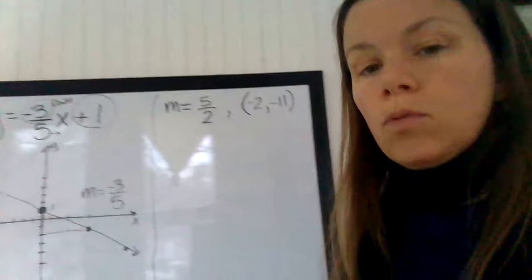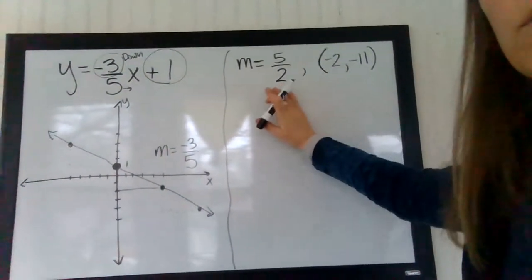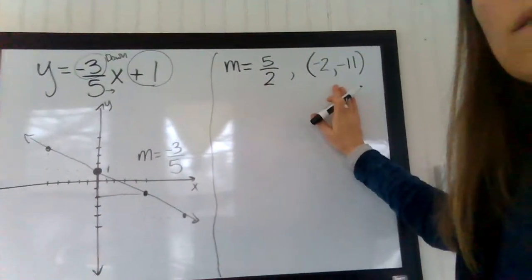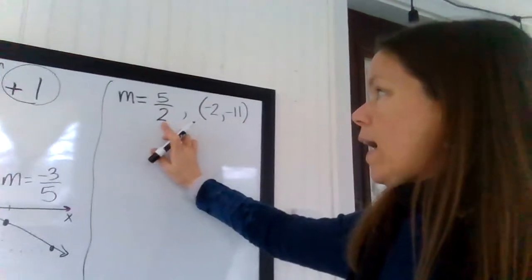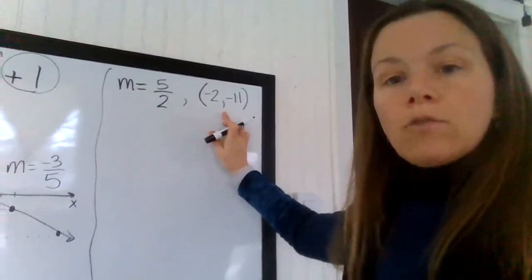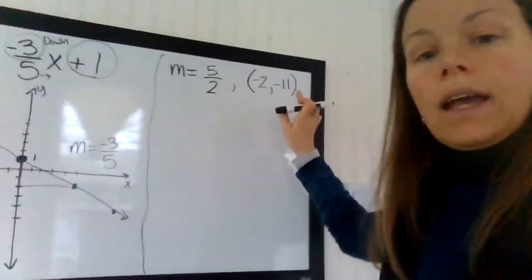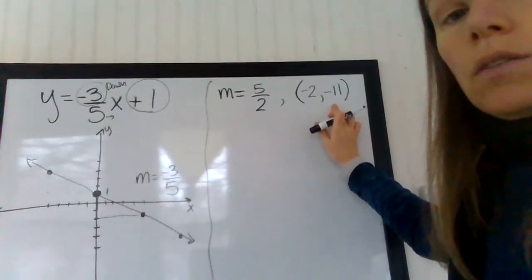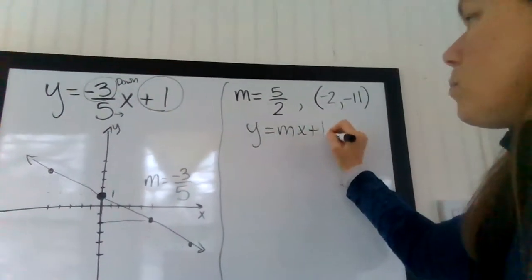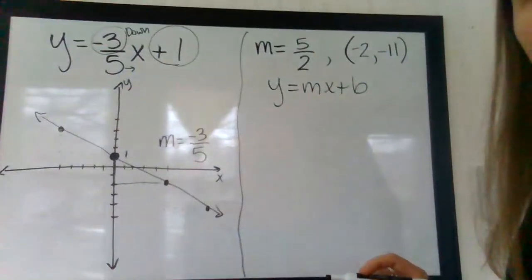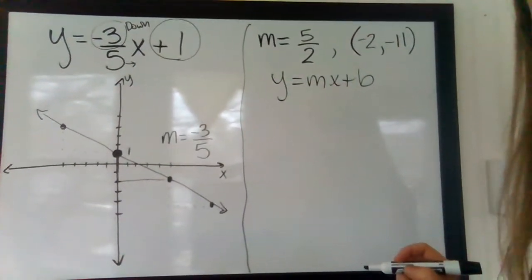So the question becomes, what if I'm given my slope and a single point? So this is a line that has a slope of 5/2, and that runs through the point negative 2, negative 11. So somewhere on that line is the point negative 2, negative 11. We are looking for the y equals mx plus b equation. We're looking for this equation in slope-intercept form. So let's see what we can plug in.